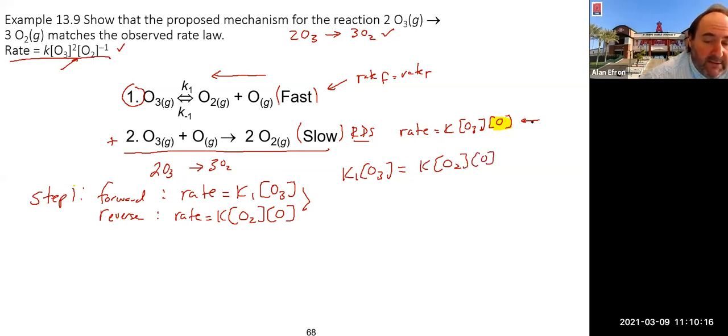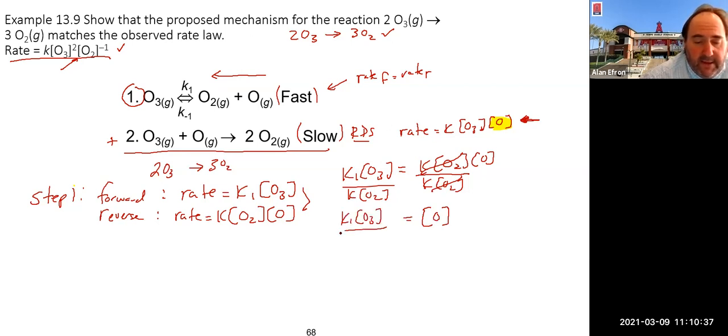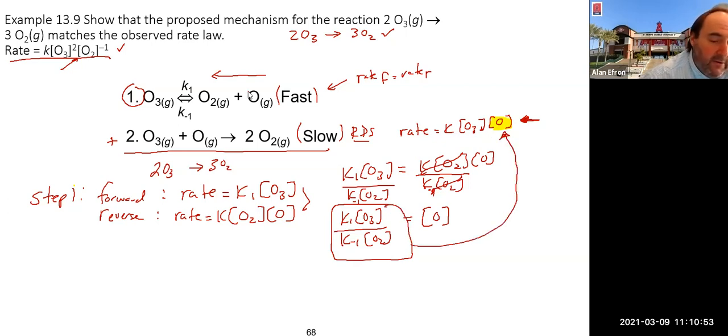Again, we are looking to substitute in for O here. So that's what we want to solve for. To do that, we're going to divide this to the other side. Those will cancel, and that will give us that the concentration of O is equal to K1 O3 over K minus 1 O2. And again, minus 1 is what that should have been there. At this point, we now have something that we can take and substitute in for our intermediate.